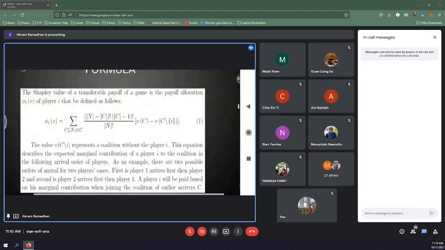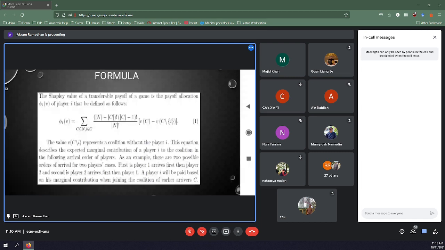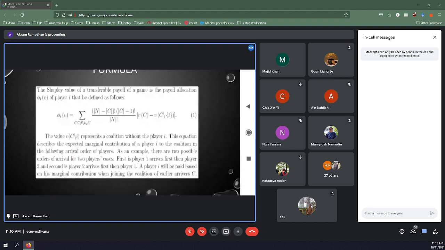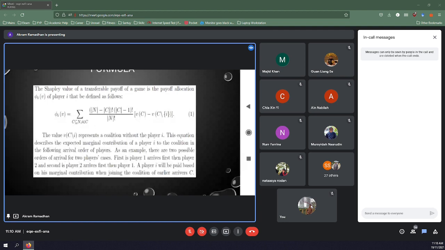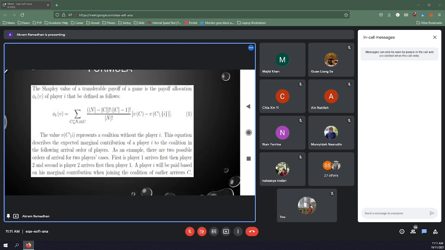So I will just introduce the formula. I believe Dr. Majid has shown you this formula. For the first time, maybe we can understand it directly if we don't have much exercise. The Shapley value is a transferable payoff of a game. We have the payoff allocation, and we have the value of C. C is a coalition. The backslash i means without player i. We calculate the coalition minus the coalition without the player, the marginal contribution. I will show you what it means in the calculation, the easy way. This describes the expected marginal contribution. Marginal contribution is individual, for the individual player.